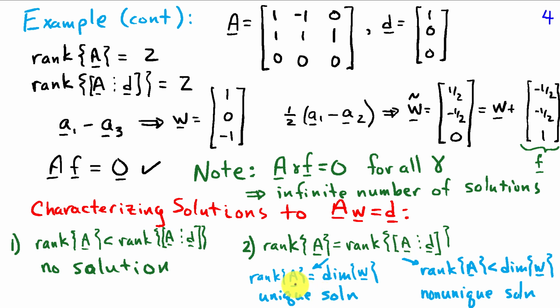If the rank of A is equal to the dimension of W, then we're going to have a unique solution. On the other hand, if the rank of A is less than the dimension of W, then we end up with a non-unique solution, because this is a scenario that we've outlined in this previous example.